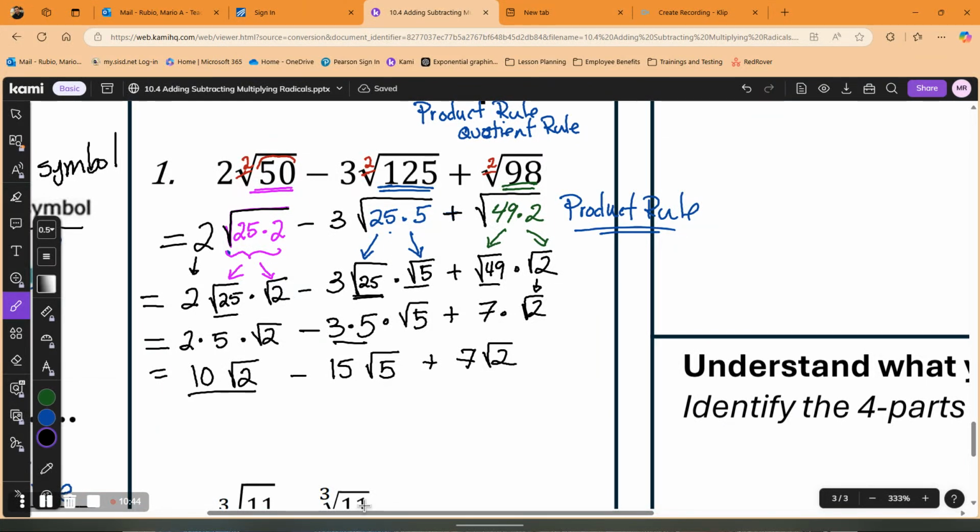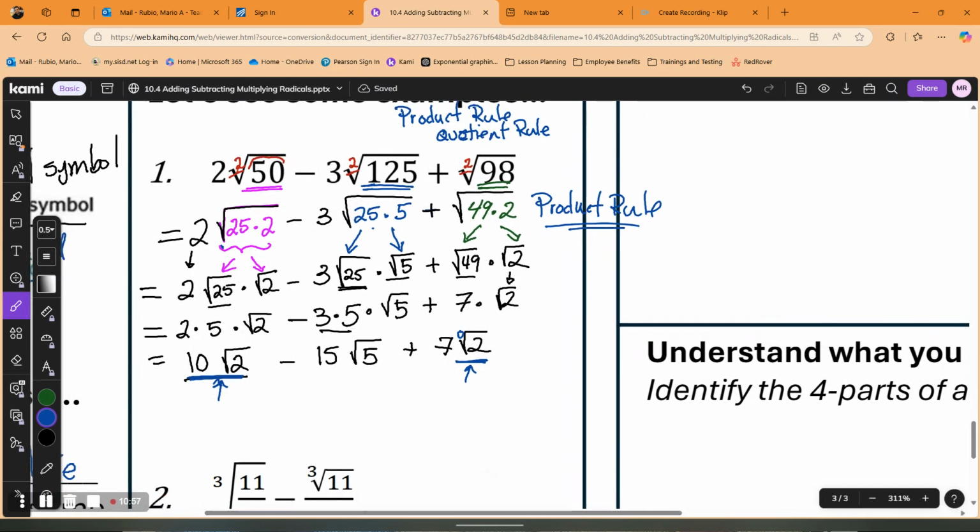And look, I've got 10 times square root of 2, square root of 5, and here square root of 2. So these are alike. They have the same index and the same radicand. So I can add them. So I'm going to take 10 plus 7 is 17, square root of 2. Now this, there's no like term, so I'm just going to bring it down.